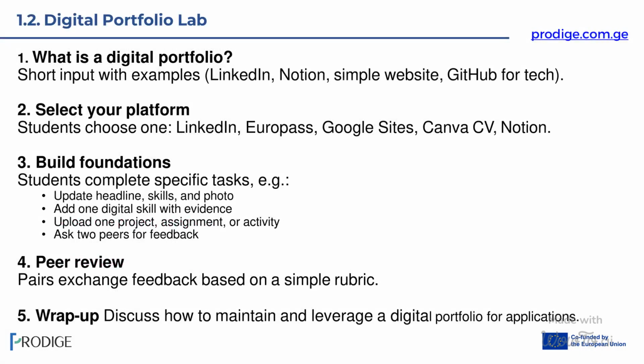Next, we focus on the Digital Portfolio Lab, a practical way for students to showcase their skills and achievements digitally. A digital portfolio can take many forms: LinkedIn profiles, Notion pages, simple websites, or GitHub for tech projects. Students start by selecting their platform, choosing the one that best suits their goals, whether LinkedIn, Europass, Google Sites, Canva CV, or Notion. They then build the foundations, updating their headline, skills, and photo, adding at least one digital skill with evidence, and uploading a project or assignment.